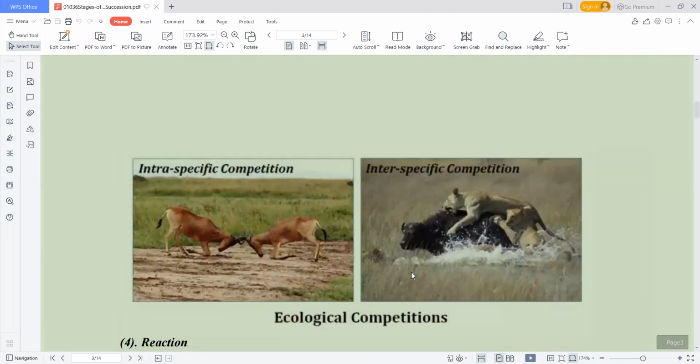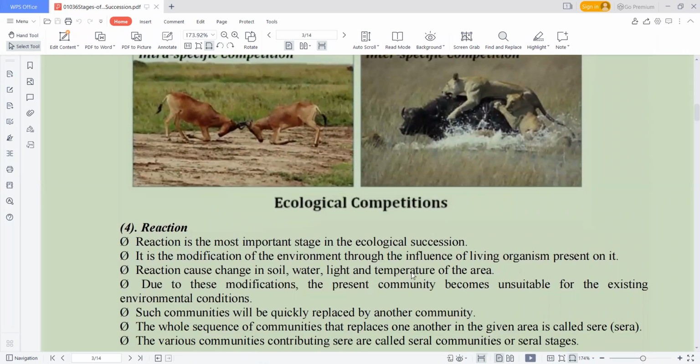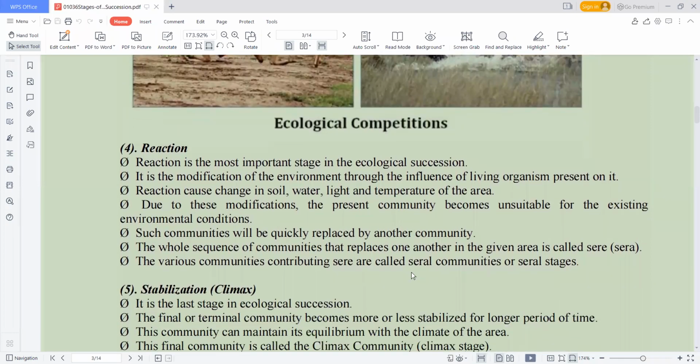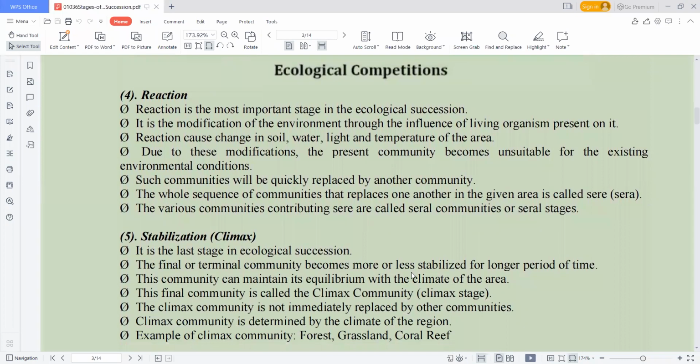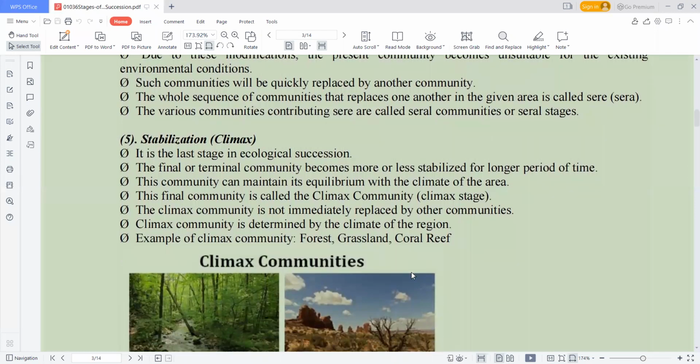Due to the increase in number, some species are eliminated, and the death and decay of these organisms occur. Due to this, changes in the soil, temperature, light, etc. take place. The reaction that takes place in this area makes it unsuitable for the existing species, so the existing species is replaced by other communities. The organisms suitable for growing in this area will occupy it. During this process, one community is replaced by another, and these are called seral stages.